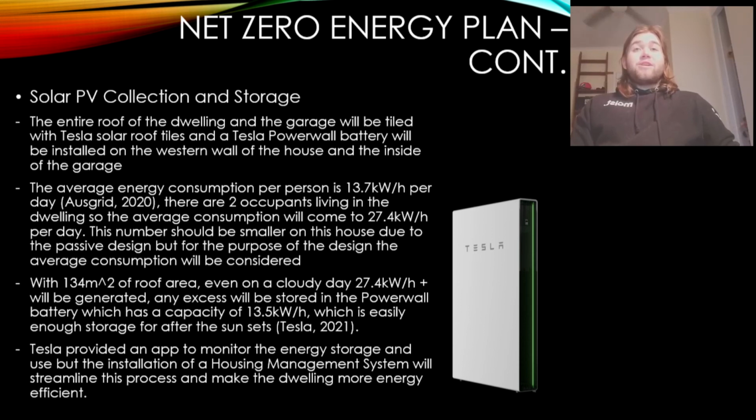According to Osgrid 2020, the average consumption per person is 13.7 kilowatt hours per day. With 2 people, this is 27.4 kilowatt hours per day. With 134 meters square of roof area, even on a cloudy day, this target will be reached. Each Tesla Powerwall is able to store 13.5 kilowatt hours of electricity, so with 2 of them, we can store a full day's worth of electricity. So even during a tornado, we will still have power. This will be supplemented by a housing management system, which will streamline and make the house more energy efficient.